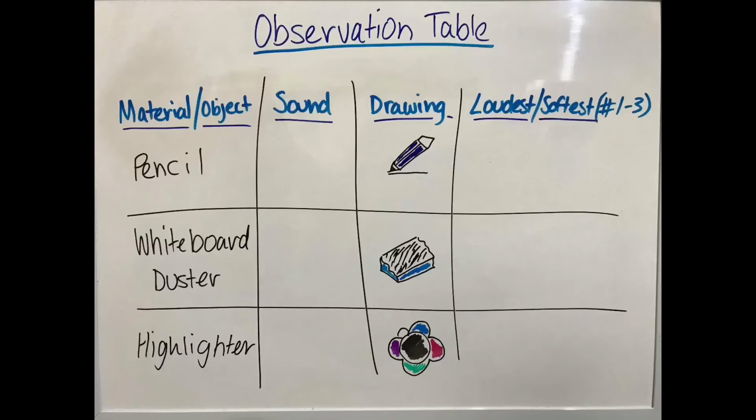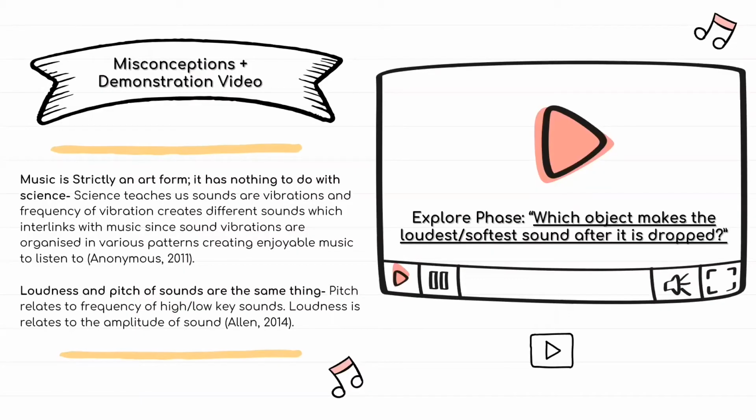Students will record their observations in their books using this table to represent their information. After students have observed all objects dropped and have recorded the onomatopoeia sound, they now arrange the objects from loudest to softest. Then the teacher will pair groups with each other to share their observations with one another and compare the similarities and differences in both groups' collected data.